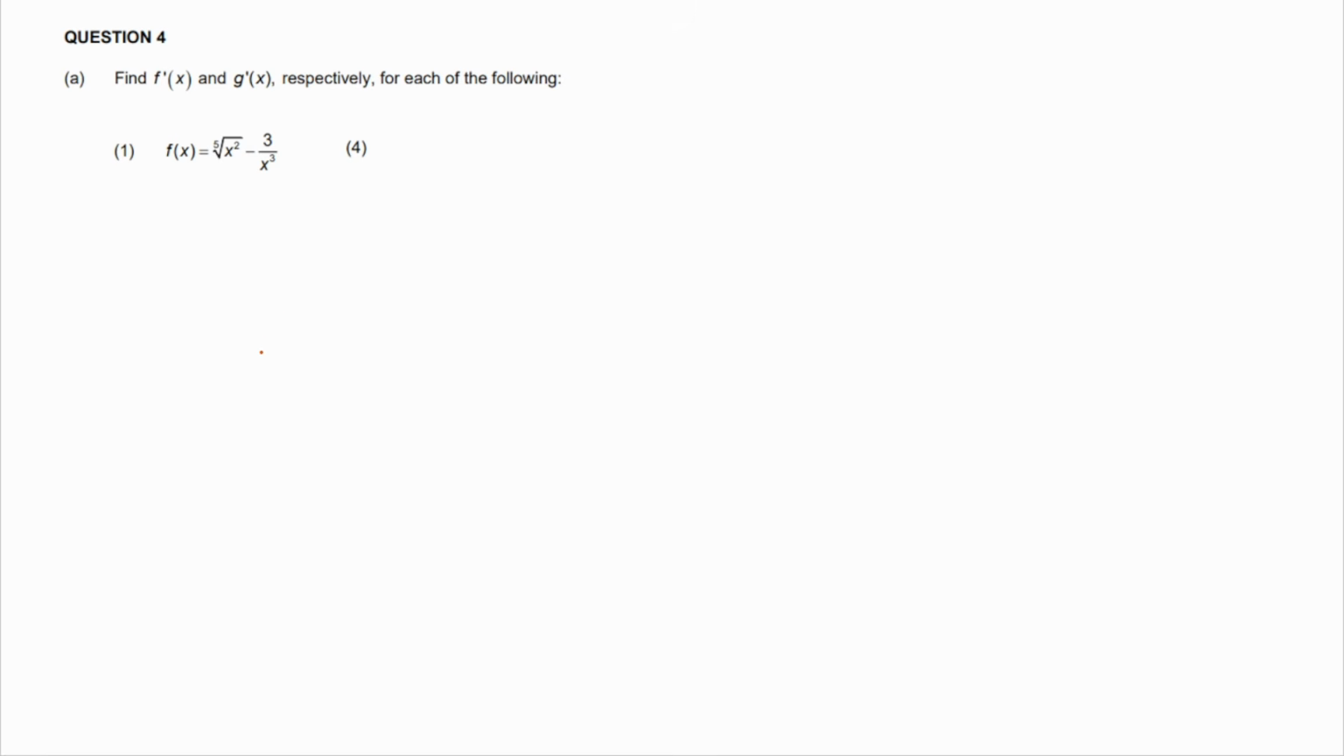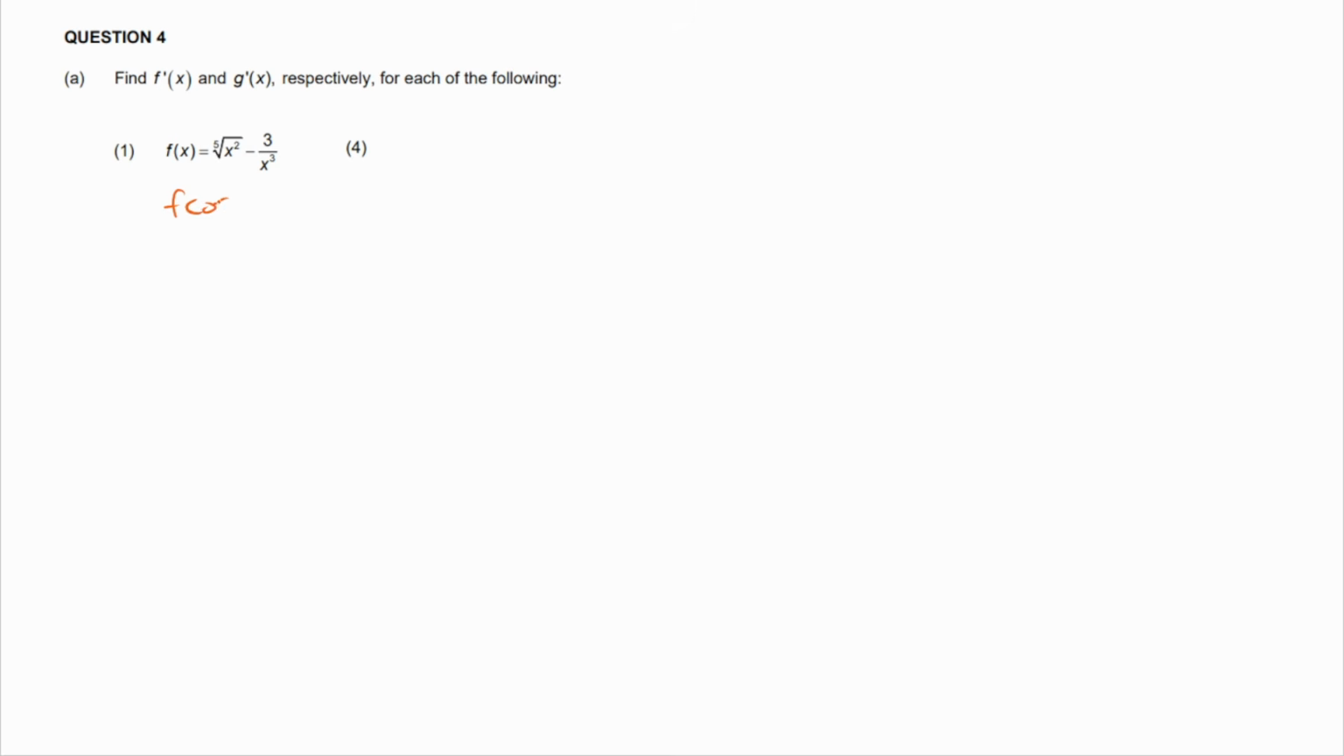We need to find f prime of x and g prime of x respectively for each of the following. Okay, so here is f of x. It's given in this weird form. Let's write it in a form that is useful for us. Sorry, I was yawning. So we need to rewrite this.